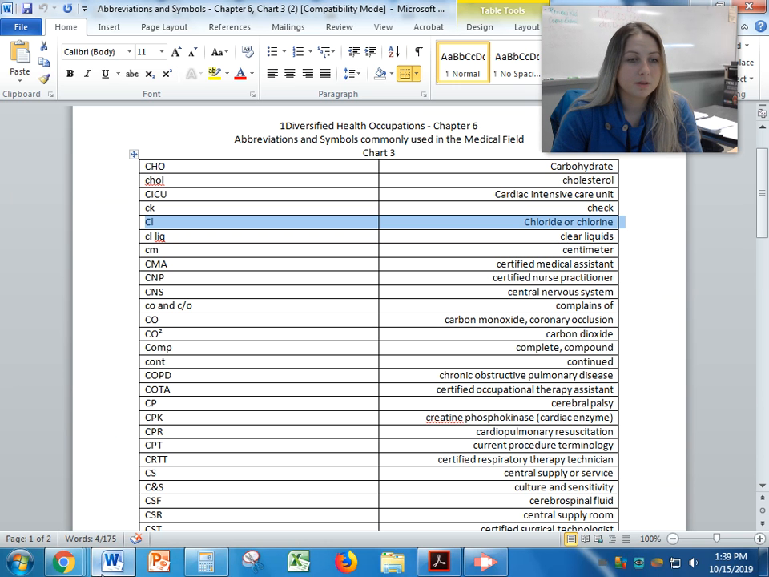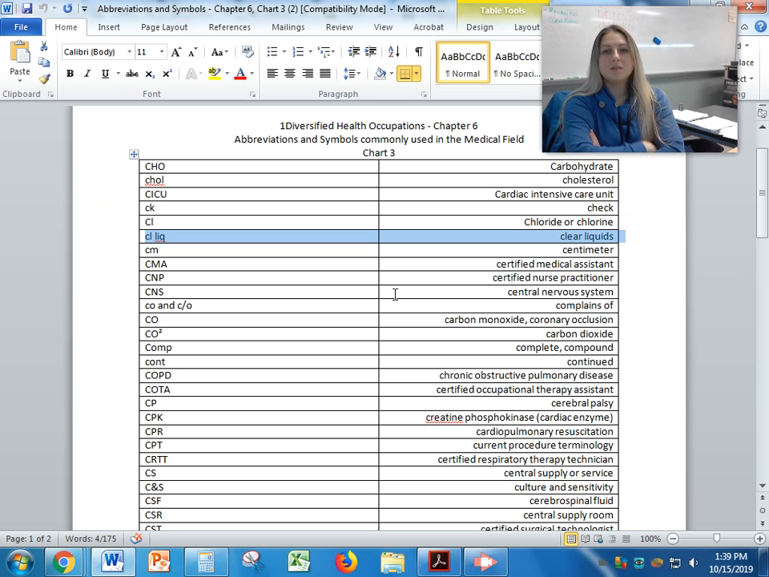All right, going back. Cl space LIQ, this is clear liquids. You could go on a clear liquid diet, which is where your doctor will have you drink Sprite, water, basically things that don't have dyes or food coloring in them.